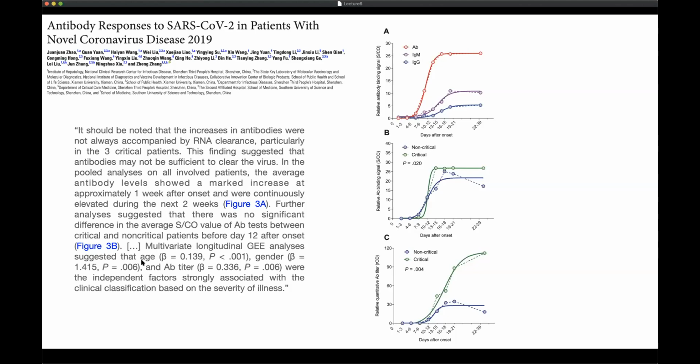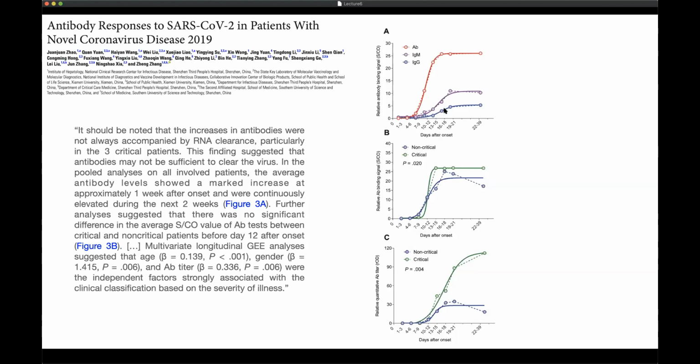And what they found are a couple of things that we already know. So age, so higher age is associated with severity of outcome. Gender, so men are more likely to have a more severe outcome than women, although not by a giant margin, but it's still notable. And independently of this, antibody titer, so the higher your antibody titer is, the more likely you are, with statistical significance, to have a severe outcome.